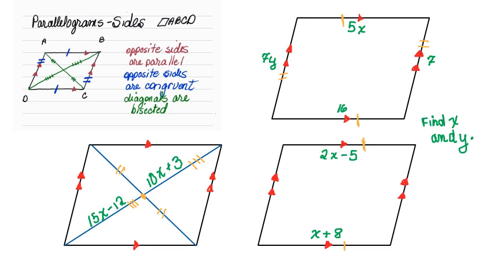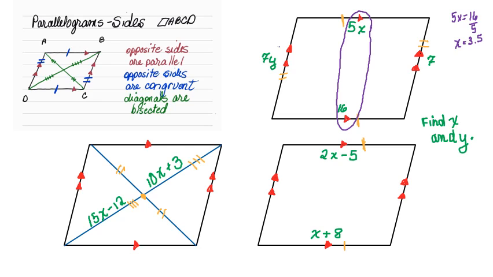So I'm going to take a look at the first parallelogram here, and we have to find the X and the Y. So we have 5X and 7s and 16s and Y's. All right, well, we're just going to put the things that are congruent. So we have 5X equals 16. So I'm going to divide by the 5. So X is going to equal 3.5. And once we put it back inside, we see that they both equal 16.